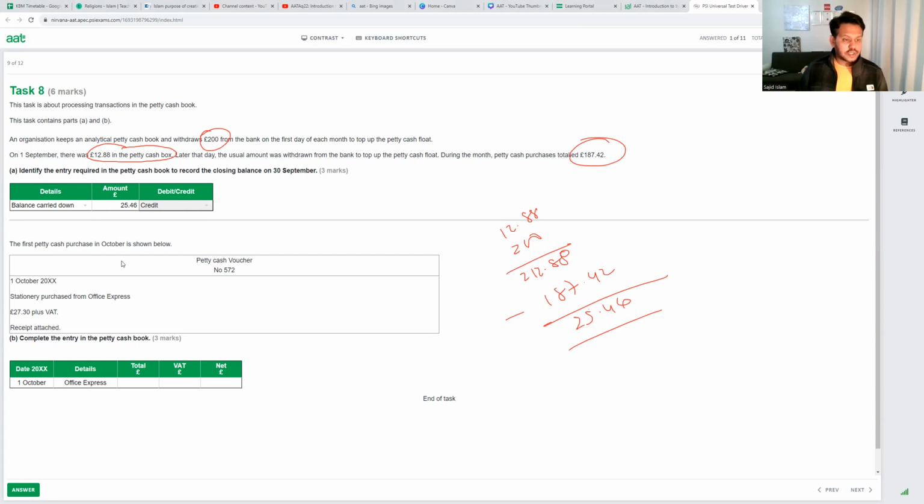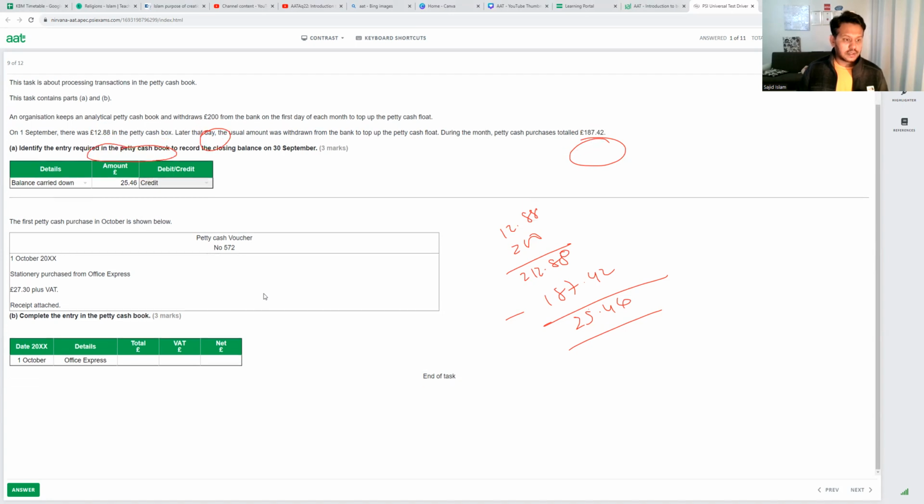The first petty cash purchase in October is shown below. Okay, let's have a look. What did you buy? Stationery for the office. 27.30 plus the VAT, so my net is 27.30. It's not the total. If the question says plus VAT, it is very simple, just multiply by 20%. So 27.30 multiplied by 20% gives me the VAT, 5.46. 5.46 is the VAT. If I make a total, that will be 32.76. All right, that's it.